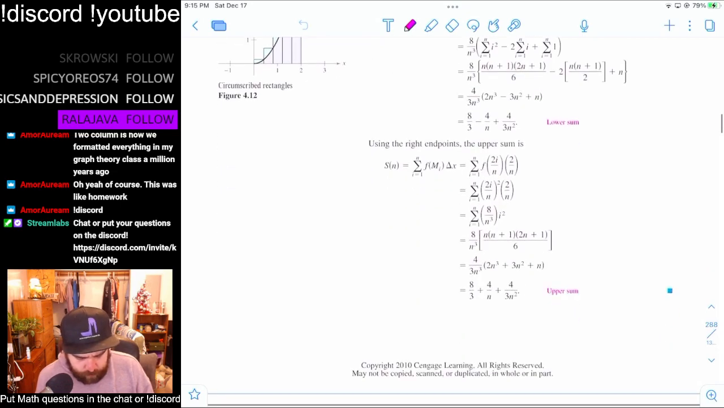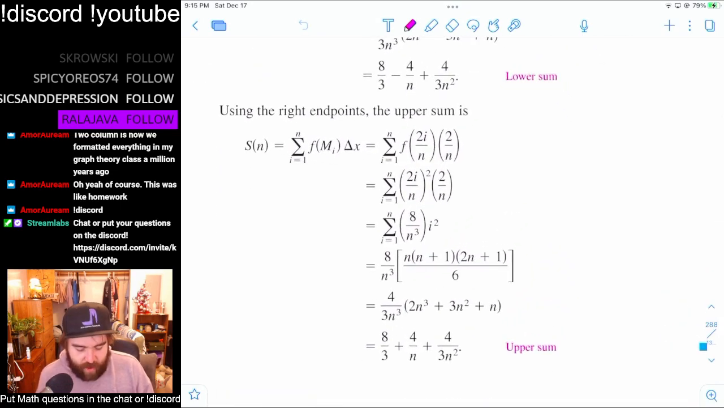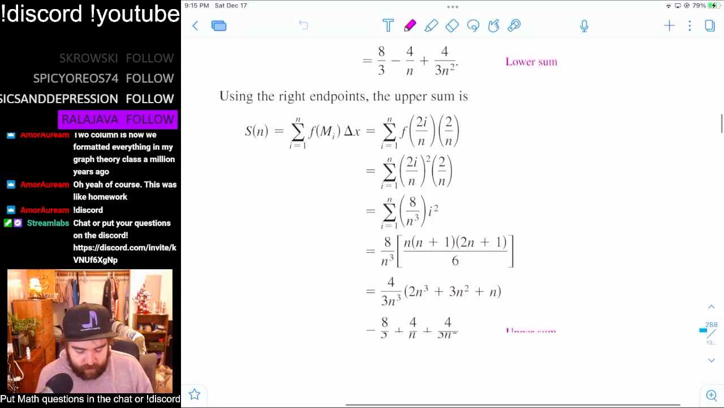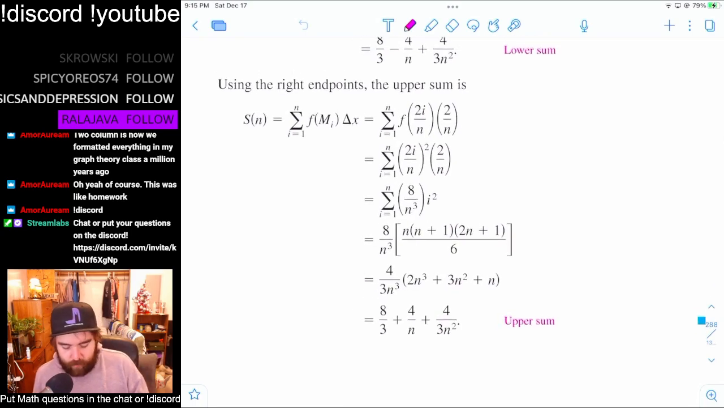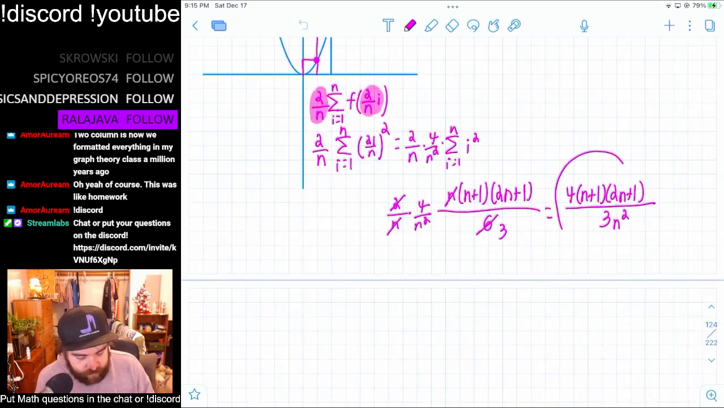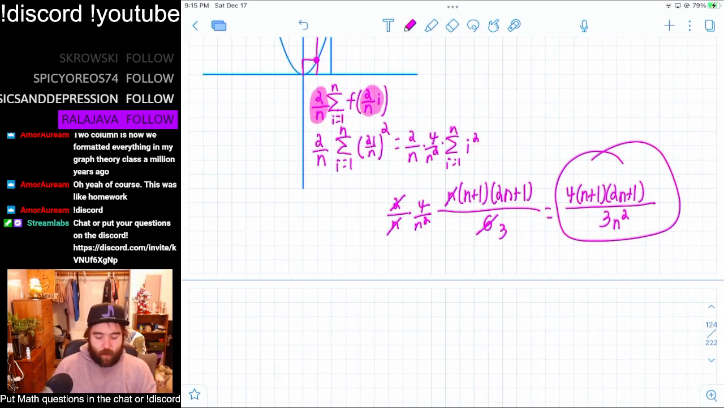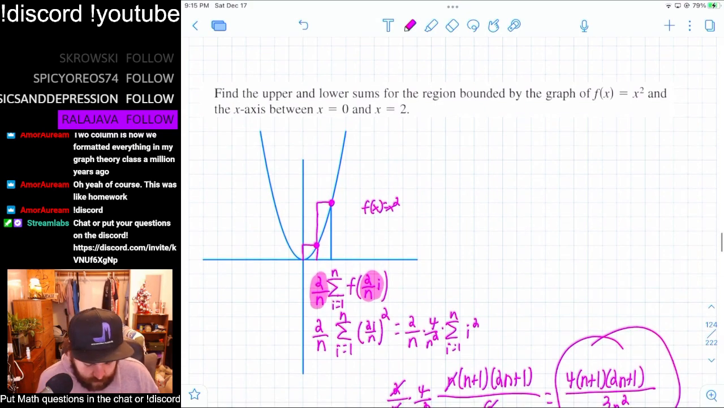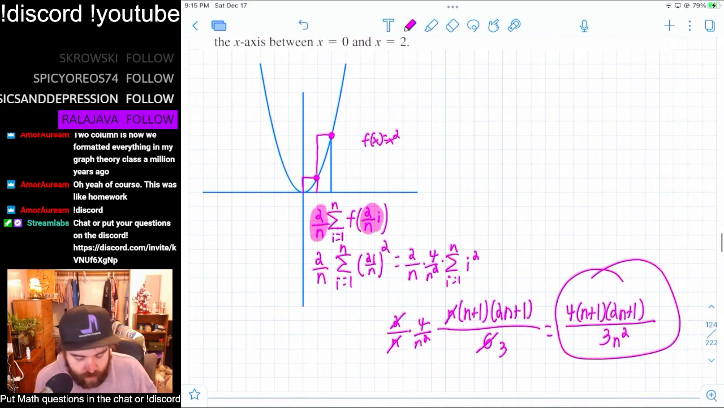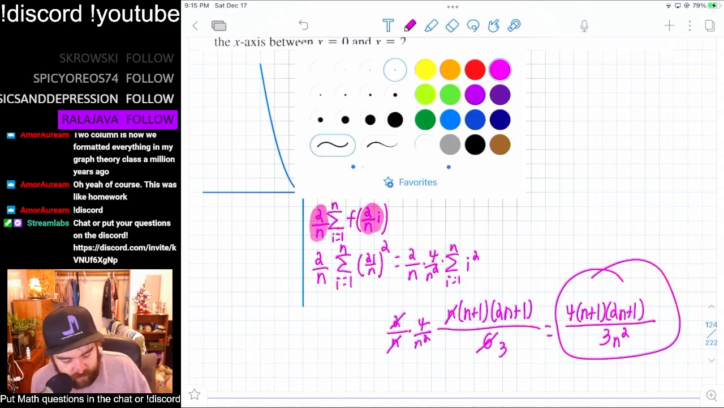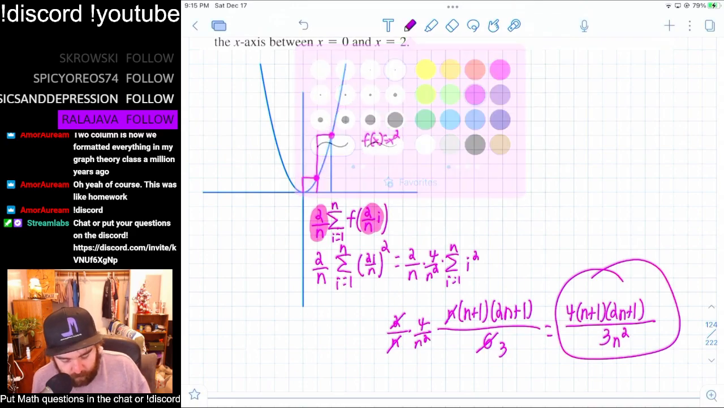Here's my upper bound. This is what I have. They just went ahead and multiplied it out. I'm not going to multiply it out as of yet. So this is our overestimate that we calculated. Now I want to do the underestimate. I'll do that in purple.